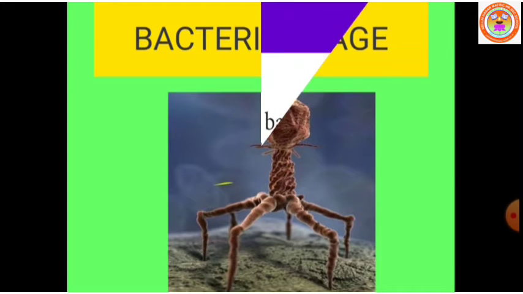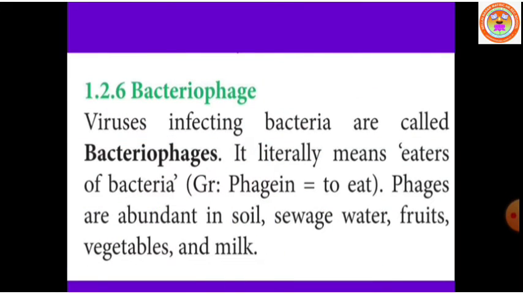Viruses which infect bacteria are called bacteriophage. There are some viruses which infect animals. They are called zoophage. Some viruses which infect plants, phytophage. Some viruses which infect algae, cyanophage. Some viruses which infect fungus. Viruses which generally infect bacteria are called bacteriophage. In the Greek language, phagin means to eat or engulf.